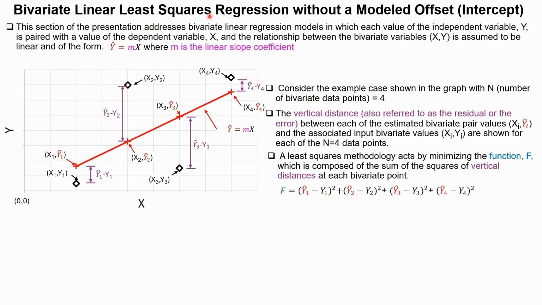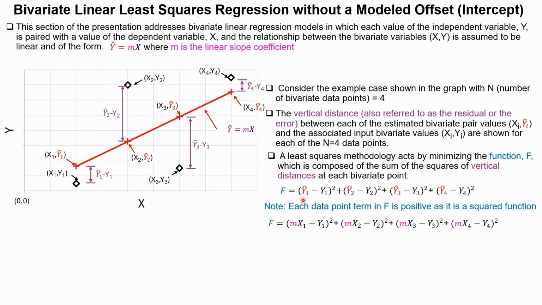Consider another least square regression model, this time a linear model in which the dependent variable is related to the independent variable by a simple linear slope coefficient, and there is no intercept coefficient. As before, the least squares function f is the sum of the squares of the difference between the estimated dependent variable and the input dependent variable value for each one of the input terms. And since each one of these terms is squared, f is a positive number.